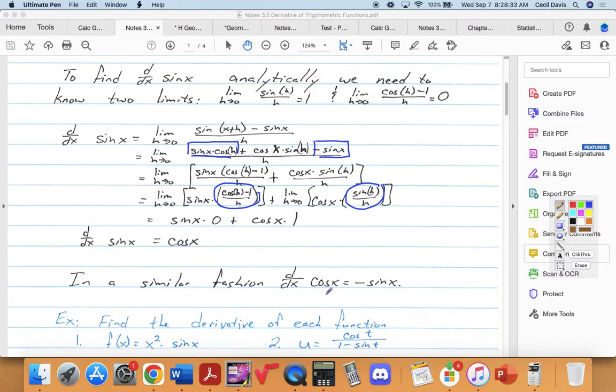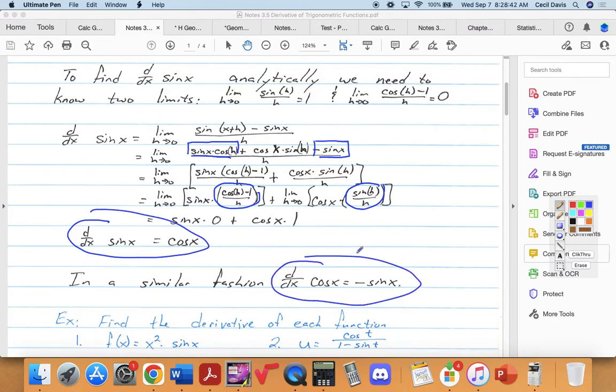You could do a similar thing to prove that the derivative of cosine of x is equal to negative sine x. So these need to be things that you have memorized. I don't really worry about people memorizing these all that much because they're pretty straightforward. People tend to be pretty good at having them memorized.